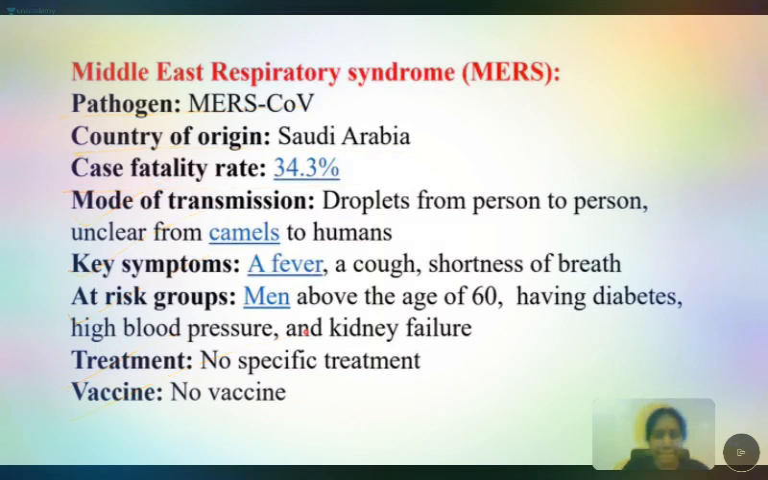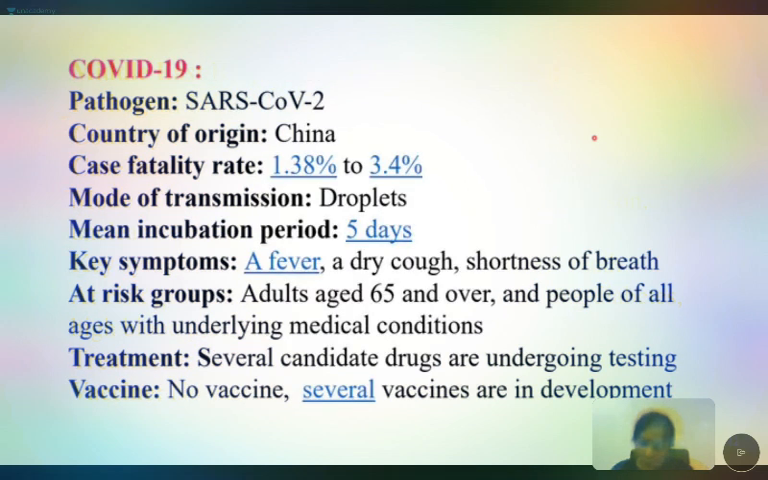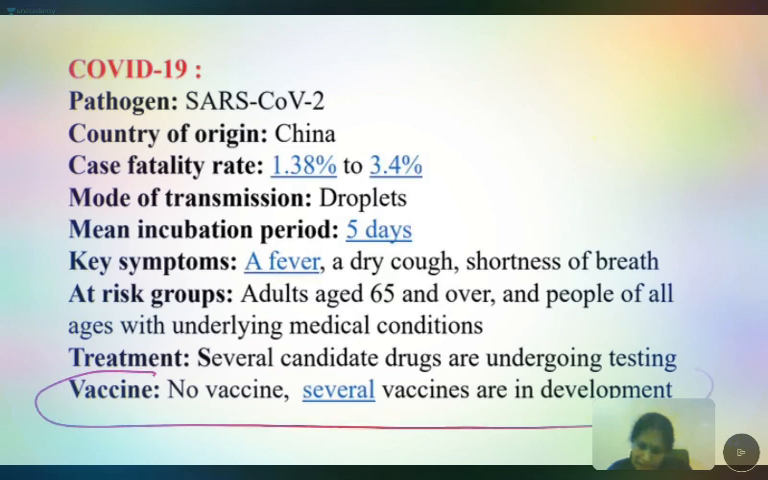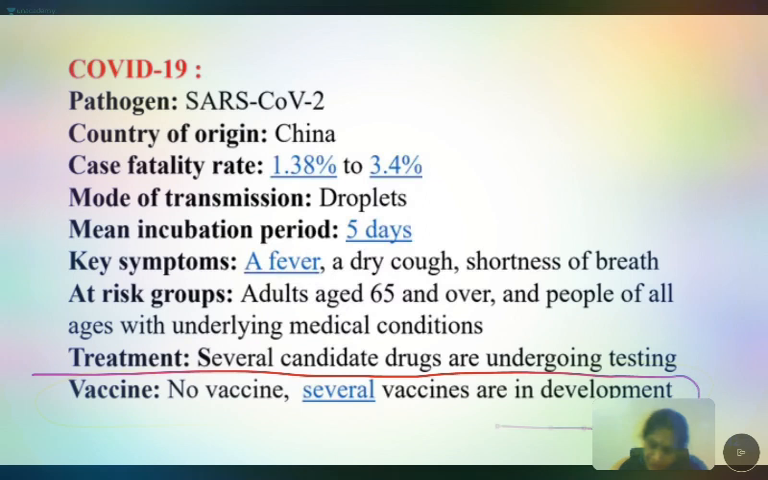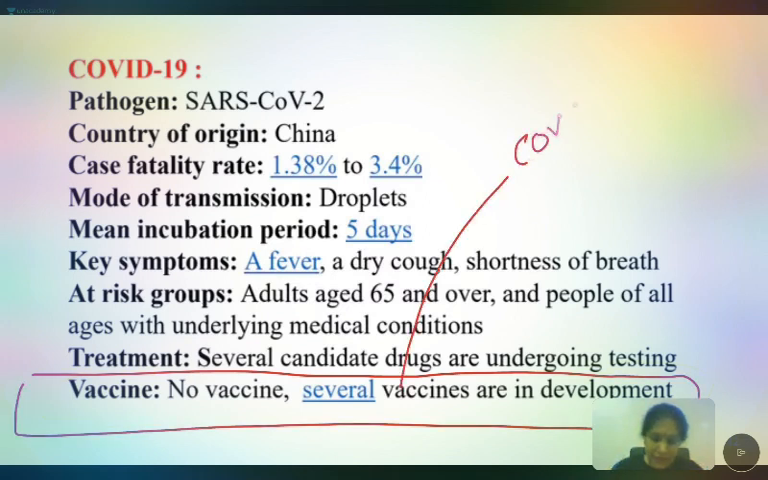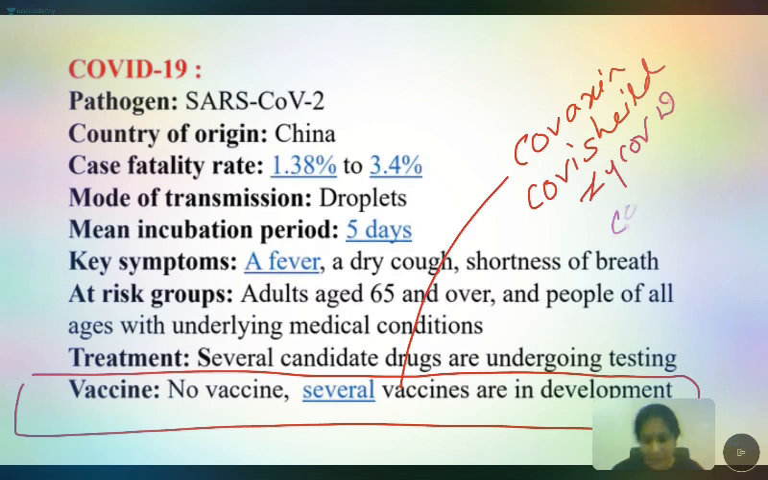Next, we have COVID-19. Here, this last point you just have to change. I did not update it. Now we have so many vaccines for it. We have Covaxin, Covishield, Zycov-D, Corbevax, Sputnik, and many new vaccines are also coming. If you are interested, I have taken a special class only on COVID-19 vaccines. You can watch that also. Is it clear?